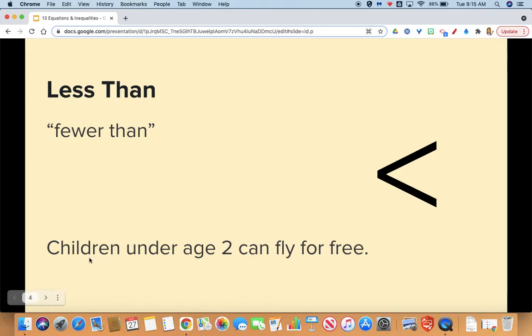Children under the age of 2 can fly for free. So let's think about the child's age. The age of the child needs to be less than 2. So we could have a 0 or a 1 here. And if the child is 0 or 1 years old, that would stay true because 0 and 1 are less than 2, and that child would be able to fly for free.